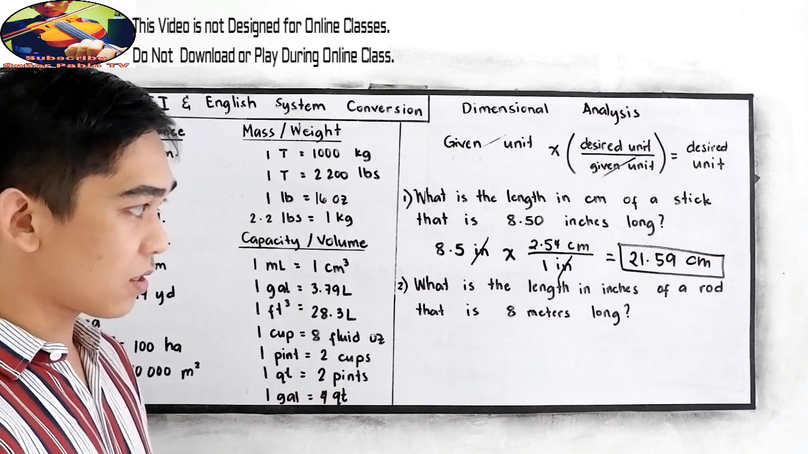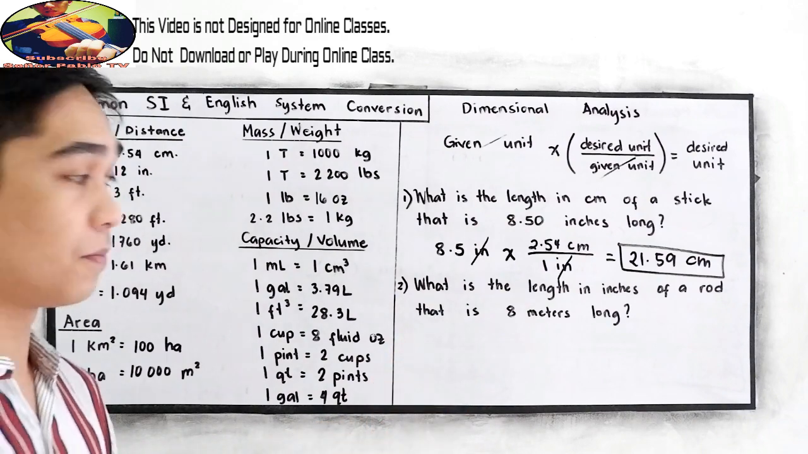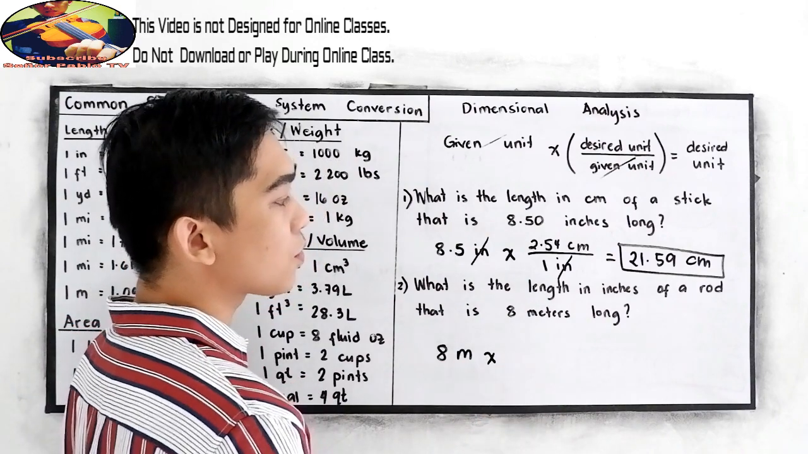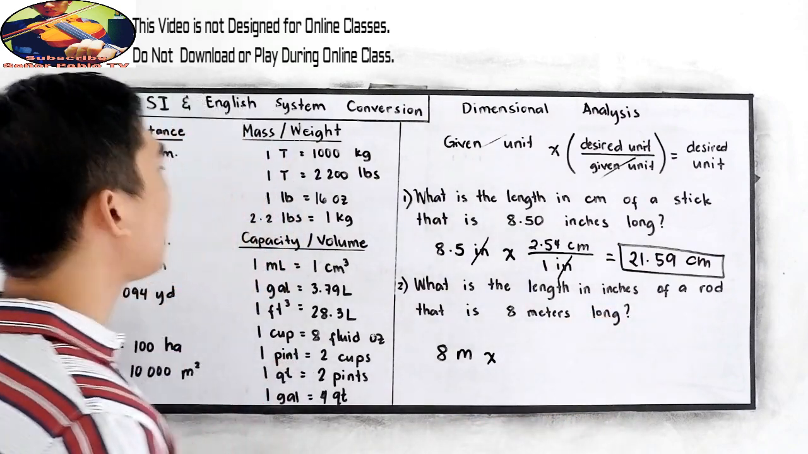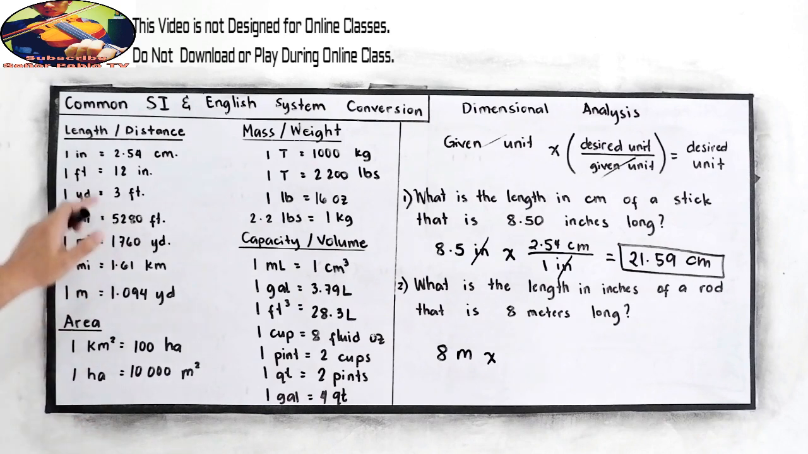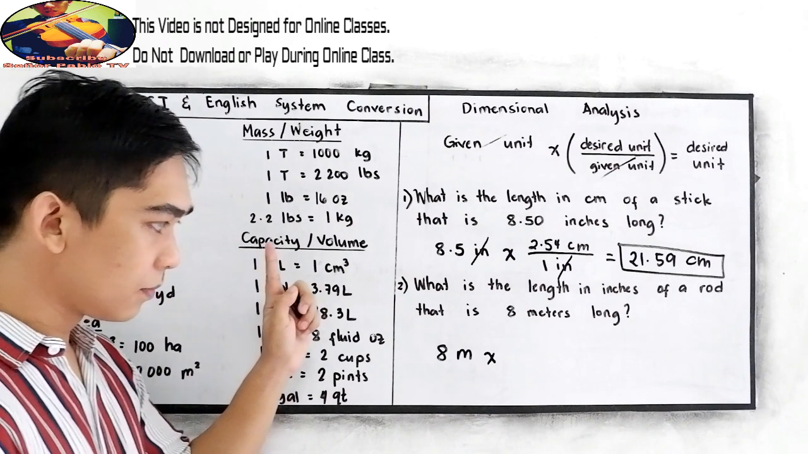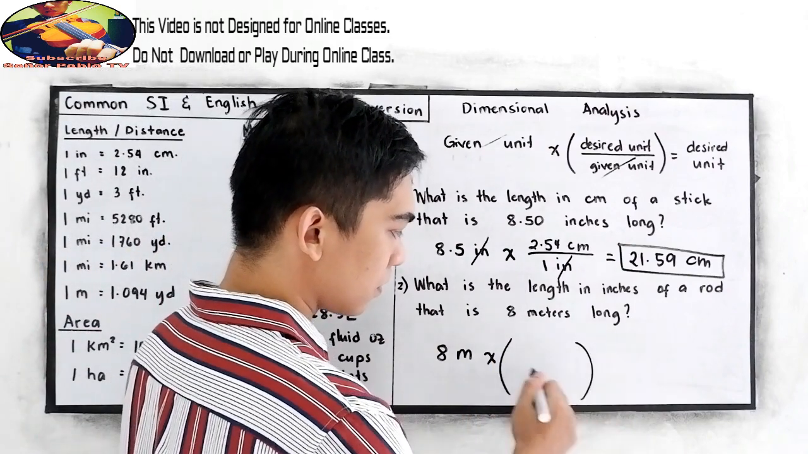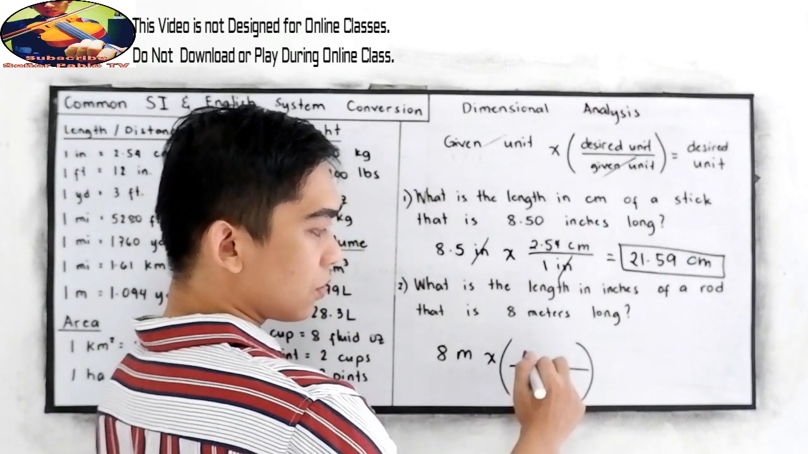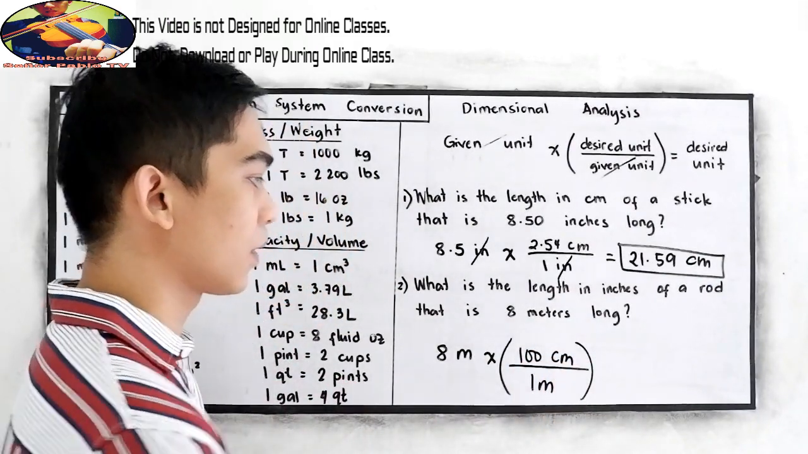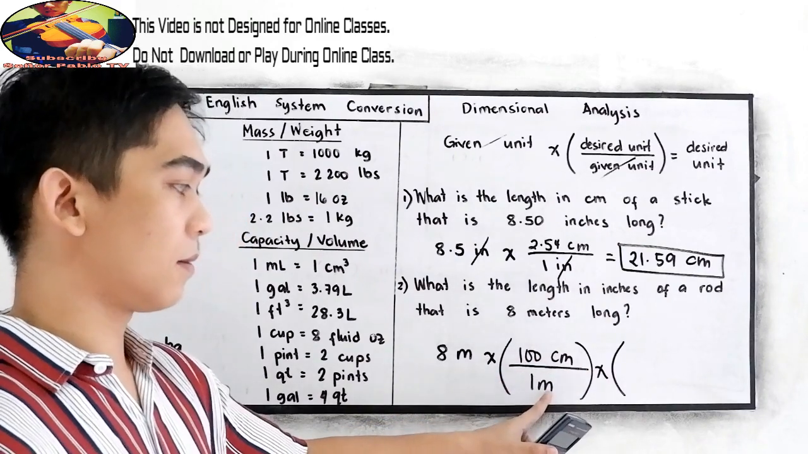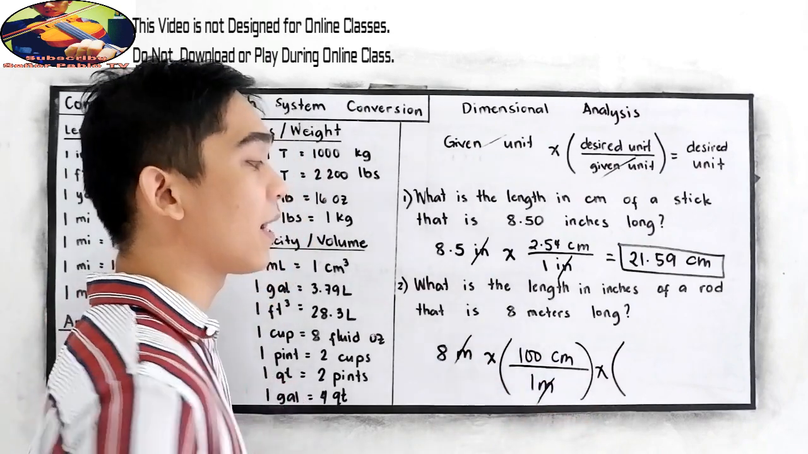What is the length in inches of a rod that is 8 meters long? So the given is 8 meters. Times, we're going to convert into inches. But in our conversion, we only have cm to inches. So first, we need to convert the 8 meters to cm. In cm, we know that 1 meter is equal to 100 cm. Times, again, let us repeat, 100 cm all over 1 meter. Now, meter will be canceled out.